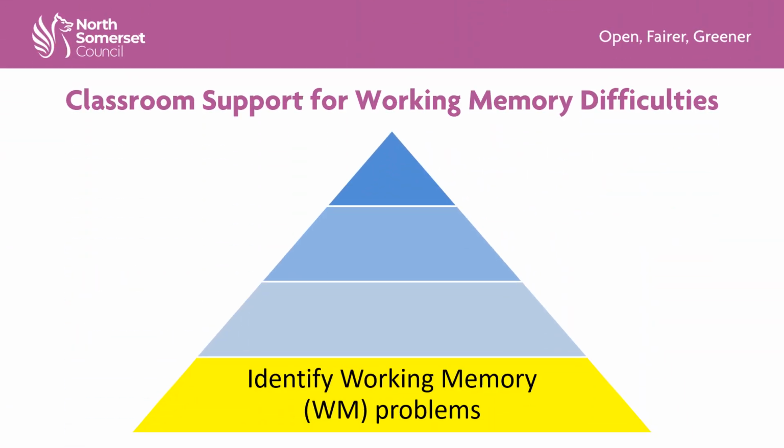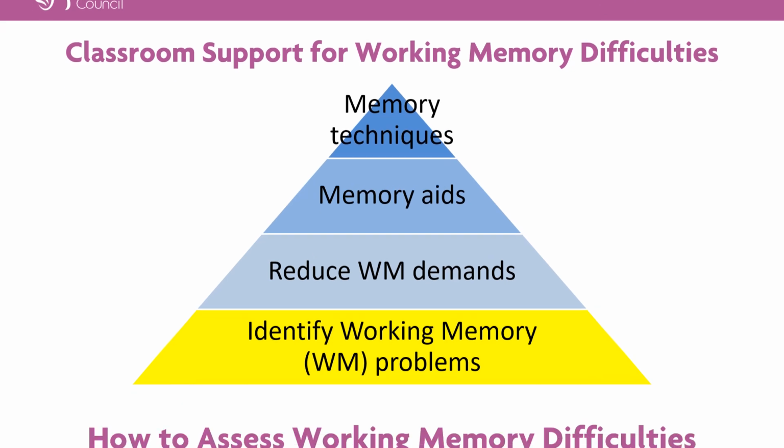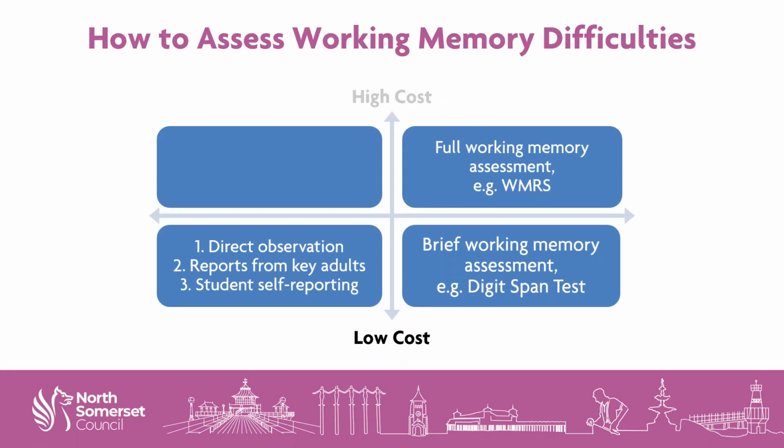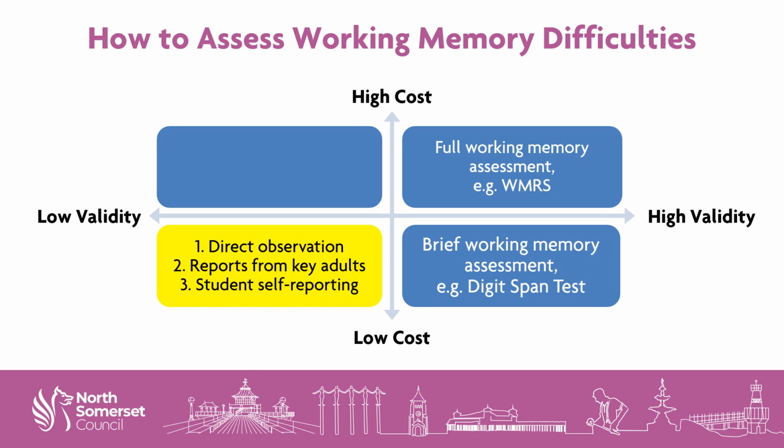So finally, let's think about how we can identify students with difficulties with working memory, which could affect their achievement and engagement in the classroom, which is the first step or the building block of supporting working memory difficulties in the classroom. And these assessment methods range from low cost to high cost, and low validity or reliability to high validity. So let's start with the quickest and cheapest option for identifying working memory difficulties. And this will include classroom observation and reports from key people, including the young person.